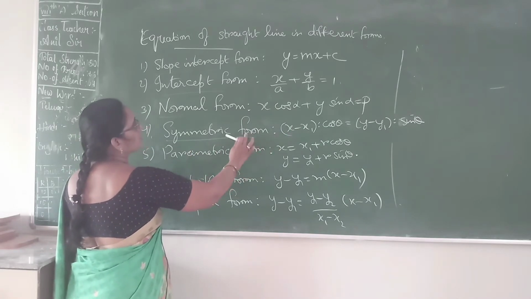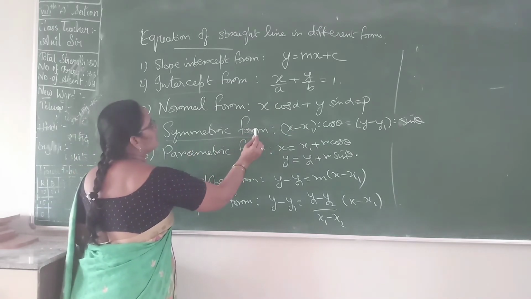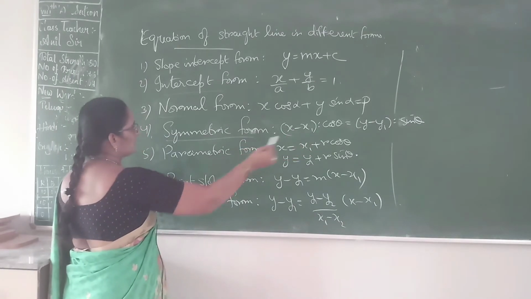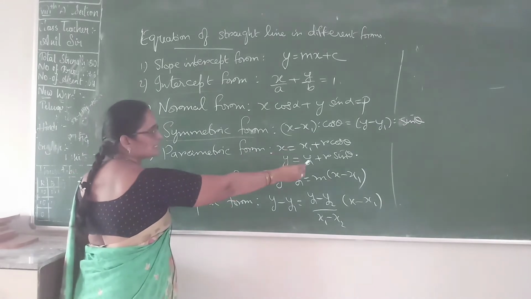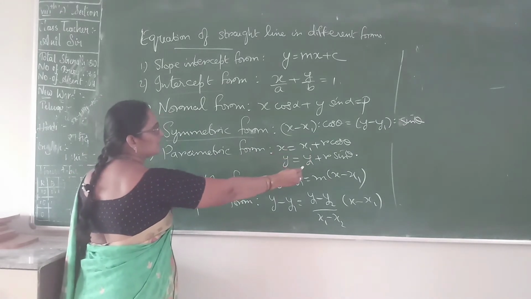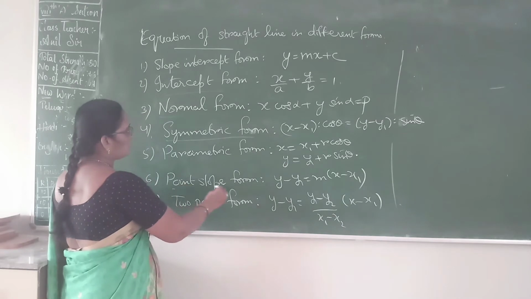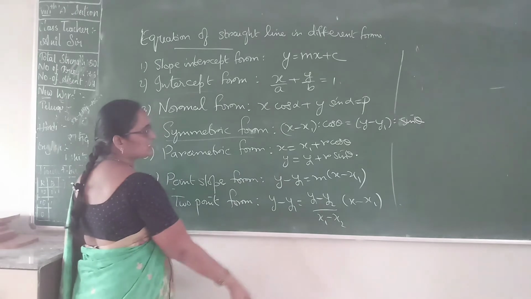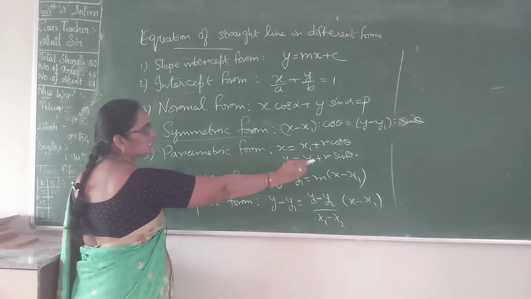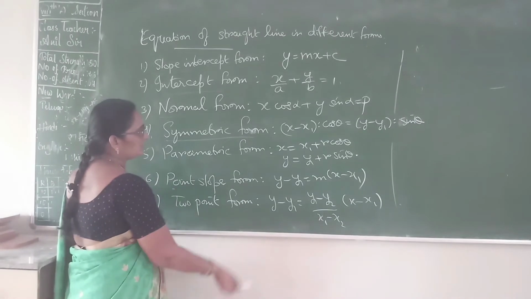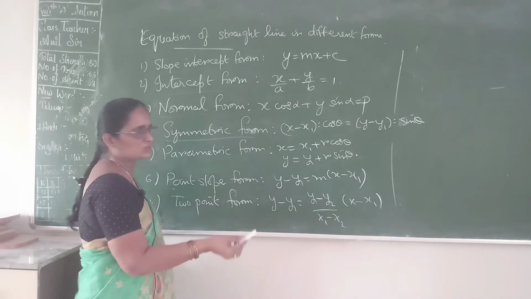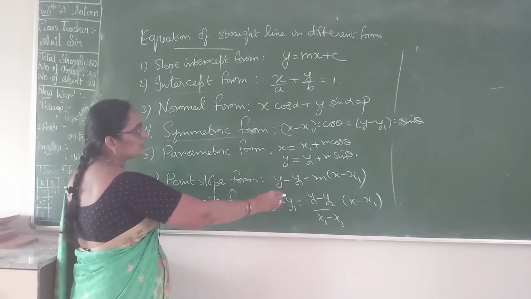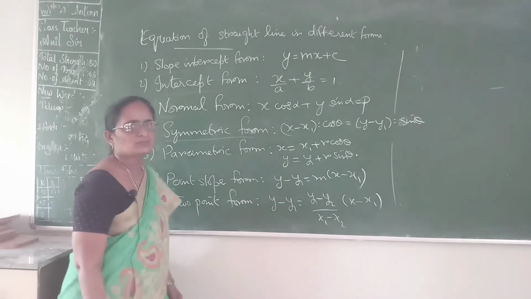Symmetric form x minus x1 is to cos theta equal to y minus y1 is to sin theta. Parametric form x is equal to x1 plus r cos theta, y equal to y1 plus r sin theta. Point slope form means here one point is there x1 y1 and slope m is there. y minus y1 equal to m into x minus x1. Again 2 point form is here, there are 2 points x1 y1 and x2 y2. So y minus y1 is equal to y1 minus y2 by x1 minus x2 into x minus x1.